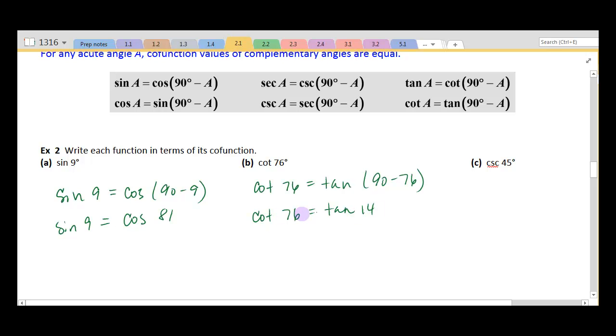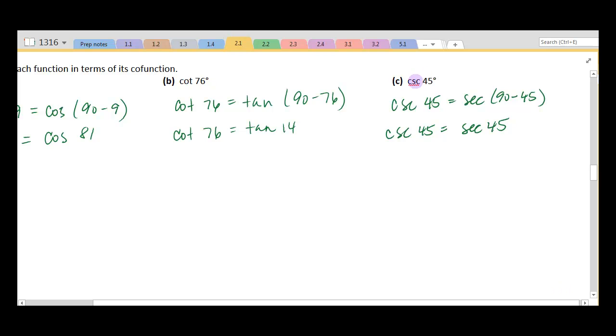Those two values, if you were to plug them into your calculator, are going to give you back the same thing. Take a minute and you try the cosecant of 45. Okay, so hopefully when you were rewriting the cosecant of 45 in terms of its cofunction, which is secant, you see that it is also 45. That one's kind of a special case, I would say, because 45 degrees, if we're talking between 0 and 90, is halfway in between. So I have 45 here and I have 45 here.